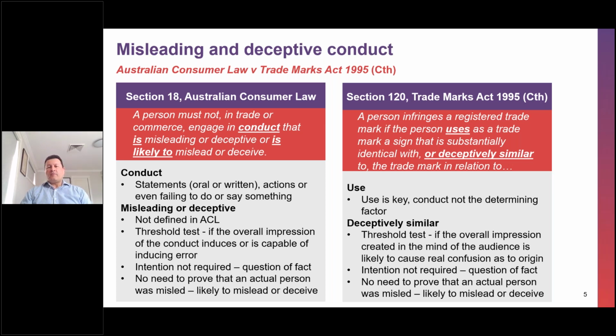When you compare this to trademarks and the infringement of trademarks, a trademark under Section 120 is infringed where a person uses as a trademark a sign that is substantially identical with or deceptively similar to the trademark in relation to the goods and services to which it is used or applied. So it's a very key difference between the two heads of action here. Section 18 is all about the conduct that occurs and the time that it occurs. Now, what's misleading or deceptive is, of course, not defined in the ACL, very unhelpfully so. So we do rely on case law and judgments to get insight into what that might mean. The threshold test is the overall impression of the conduct, whether that actually induces or is capable of inducing somebody to go into or fall into error.